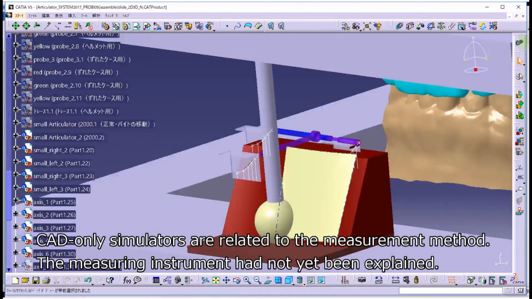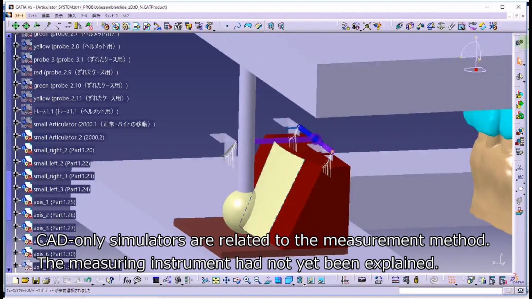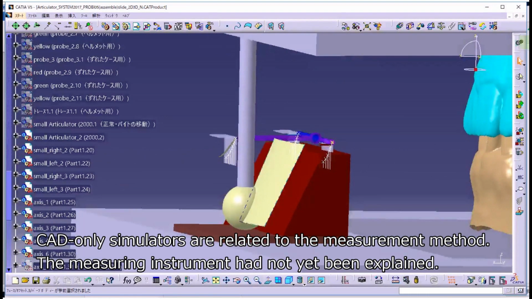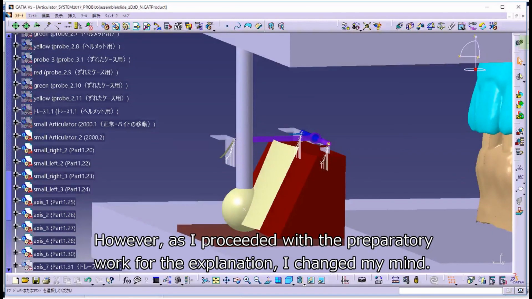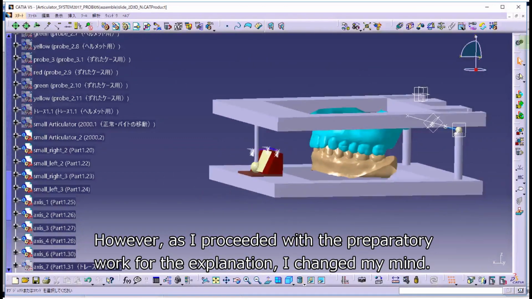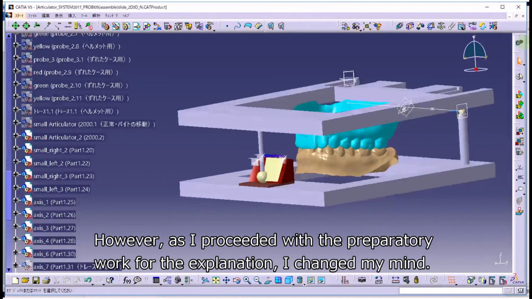CAD-only simulators are related to the measurement method. The measuring instrument had not yet been explained. I have yet to explain how to measure in front of the lip. Initially, I was going to describe how to measure mandibular motion using 2 check bites per side. However, as I proceeded with the preparatory work for the explanation, I changed my mind.